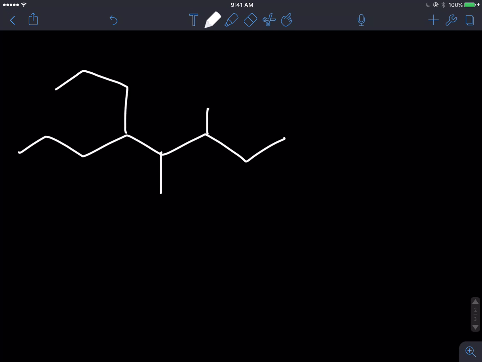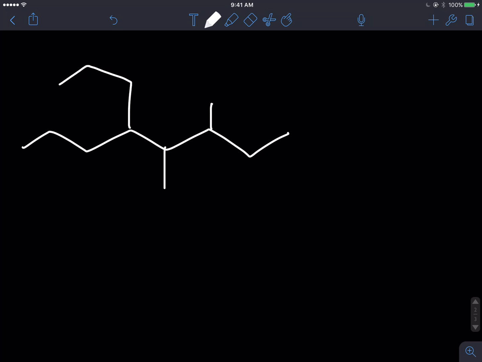Okay, let's do this. Pretty easy, but maybe hard. How about this? How do you name this? So what's the parent chain? What is the parent chain? Wow. Okay, I'm going to do it my way, and whatever you don't understand, you're going to ask me in class tomorrow.